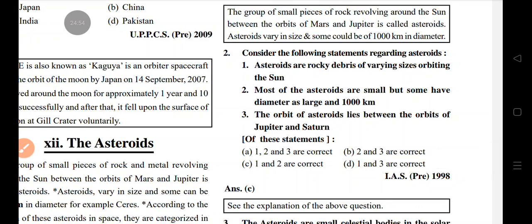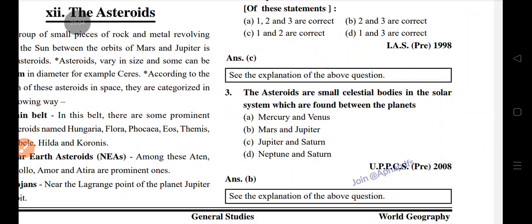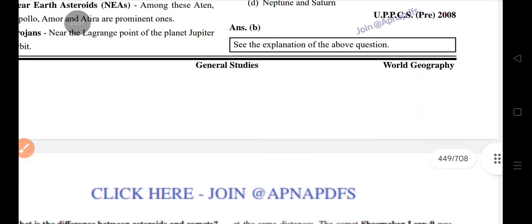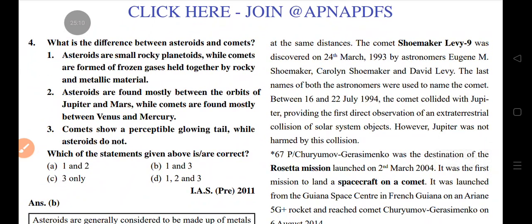Asteroids are rocky debris of varying size orbiting the Sun. Most of the asteroids are small, but some have a large diameter of 1000 kilometers. Asteroids are small celestial bodies between Mars and Jupiter. Asteroids are small rocky planets. Comets are formed of frozen gas held together by rocky and metallic material. Comets show a perceptible glowing tail while asteroids do not.